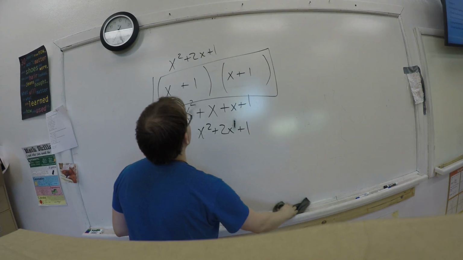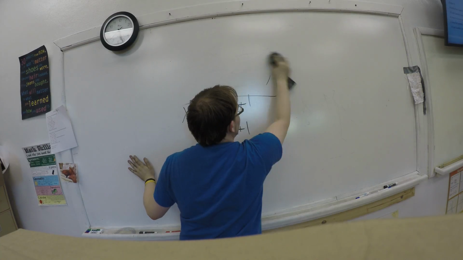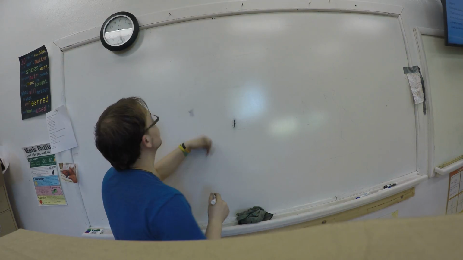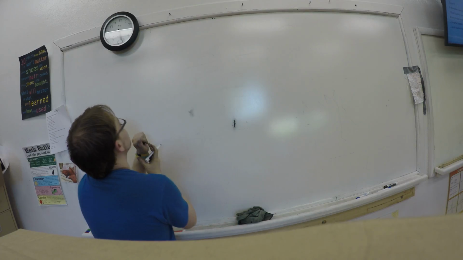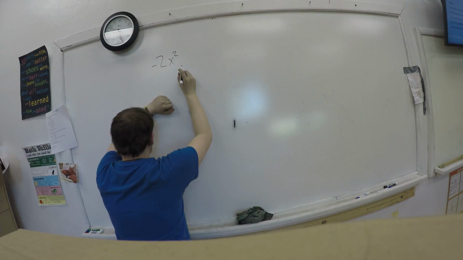Cool. You want to try another? Yeah. Harder one. Let's try something with an a value other than 1, or with a negative. We can do both. All right, so let's do negative 2x squared. I gotta think about this one.